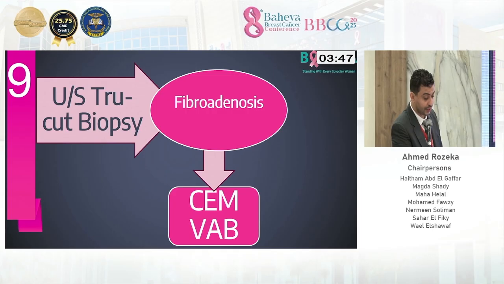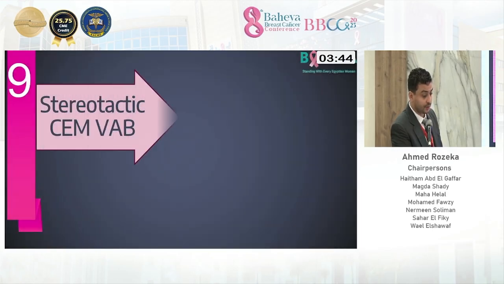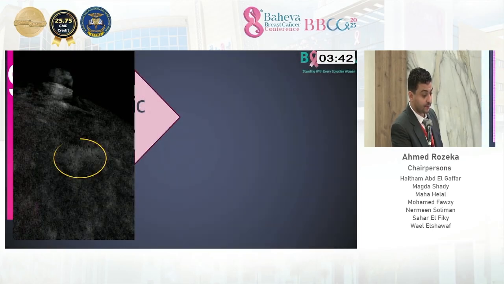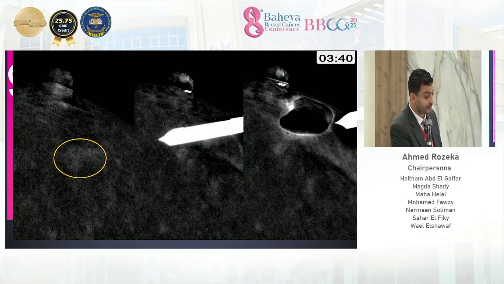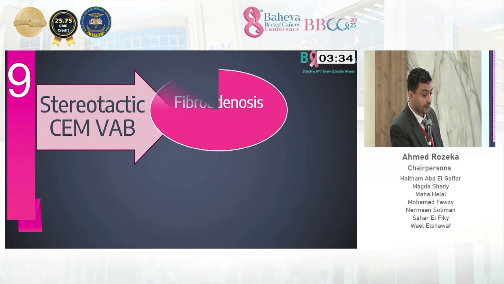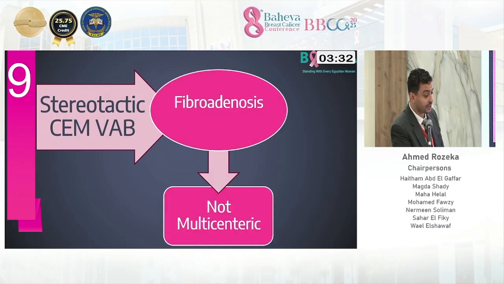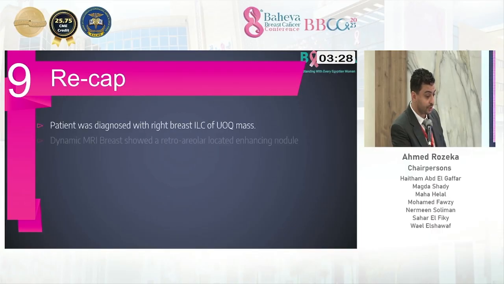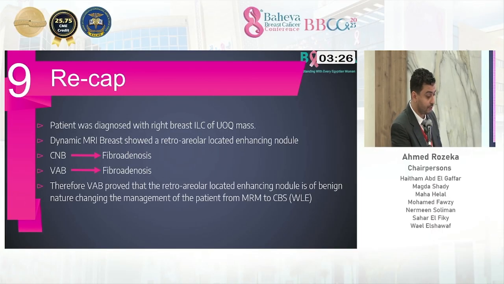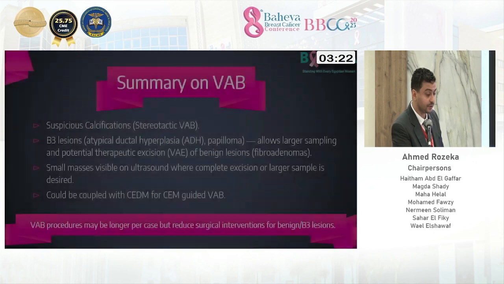So we did contrast-enhanced mammography VAP. We targeted the anterior located nodule that appeared on MRI, I'm sorry. And the stereotactic contrast-enhanced mammography turned out to be fibroadenosis, not multicenteric. So the patient just simply did wire localization excision of the posterior enhancing lesion that's seen in the right breast.